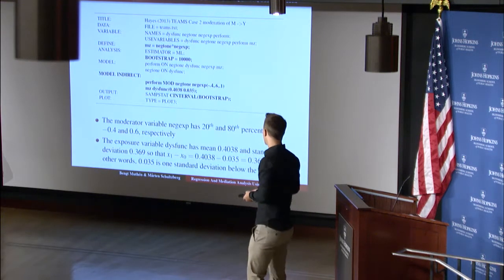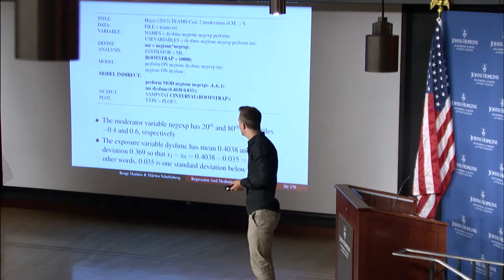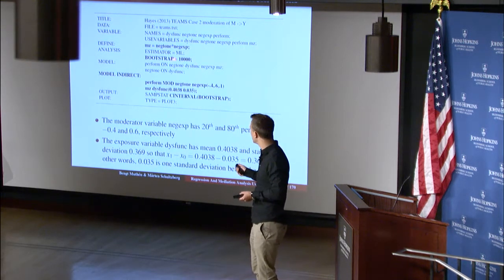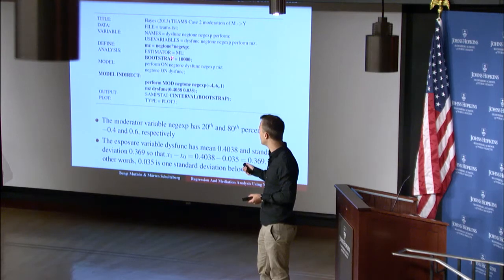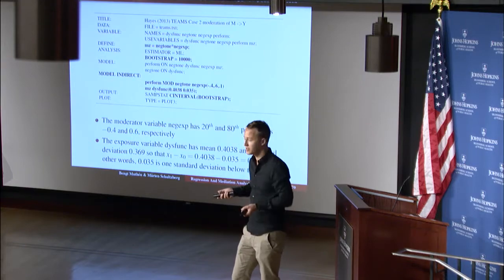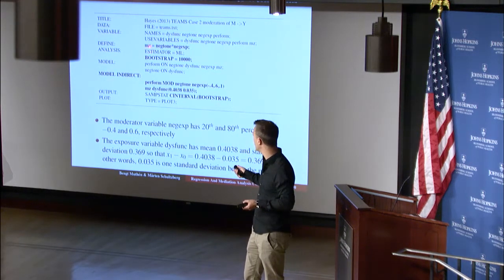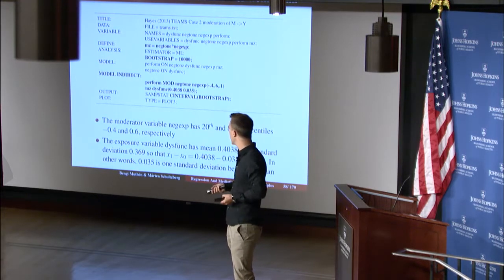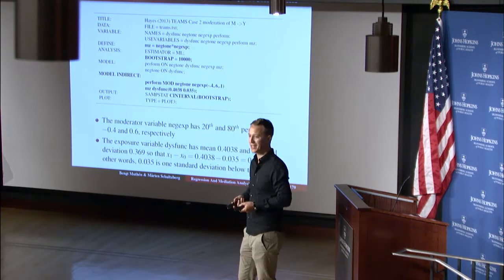So how would we set this up then? It's nothing new except that we have to create this interaction variable. And when we want to define something, we have already done this in the first one. We just use the define statement and we say we want to call mz is negtone, so the negative effects, times negexp, the nonverbal ability to express negative emotions.